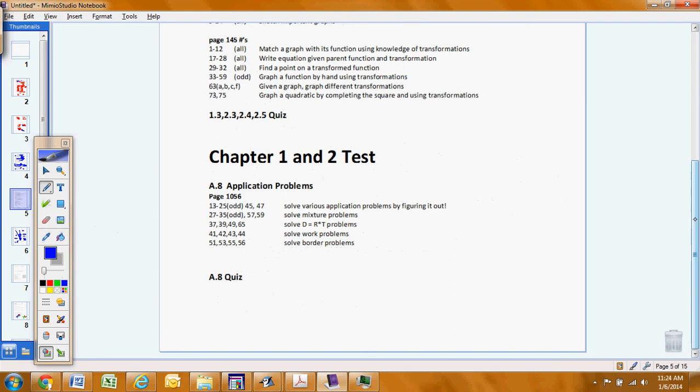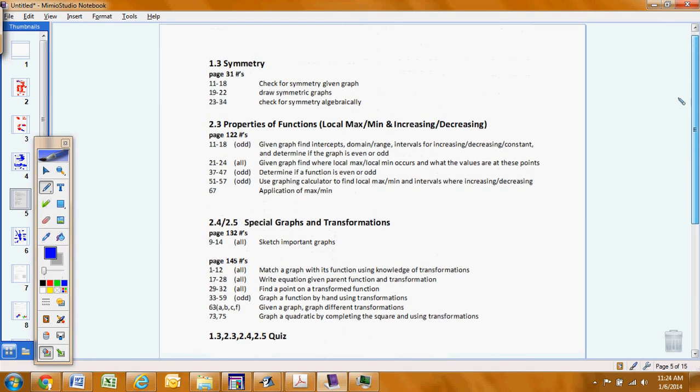All right, we're working our way through chapters 1 and 2. Now we're into symmetry, one of my favorite things. Check for symmetry given a graph. That's just flopping it over. You should be able to do that. Can I see if it's symmetrical to the x-axis, the y-axis, or the origin? Draw symmetric tracks, and you can look at those problems in the book, but check for symmetry algebraically.